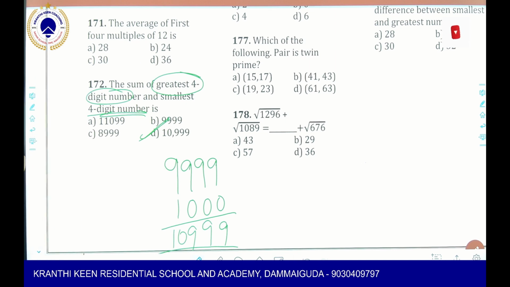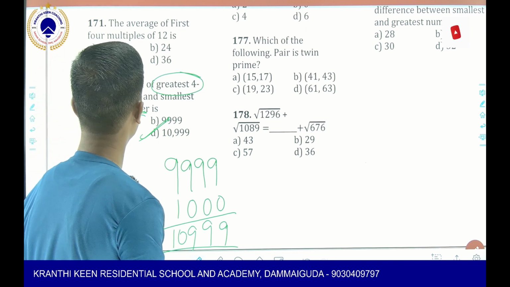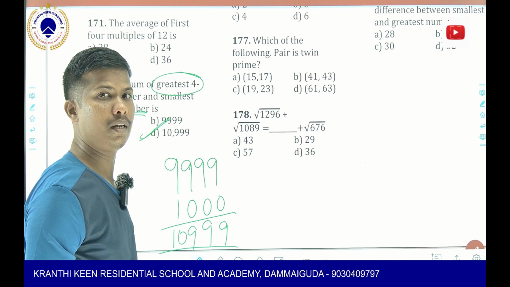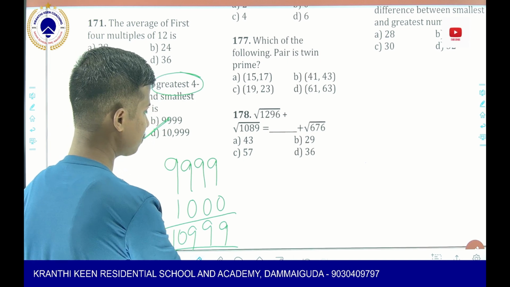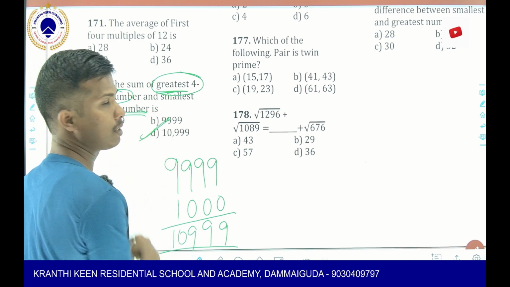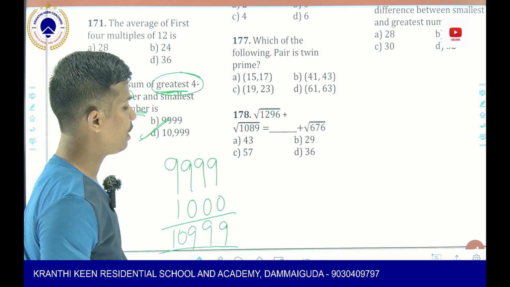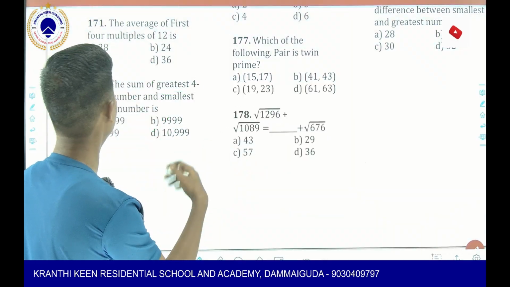You see, for questions like this, when you are asked to find the greatest 4-digit number, what you have to do is write 4 nines. If you are asked to write the greatest three-digit number, you write three nines. Okay. Whatever you are asked, for example, if you are asked to write the greatest eight-digit number, write eight nines. Okay. Then you will get the greatest eight-digit number.